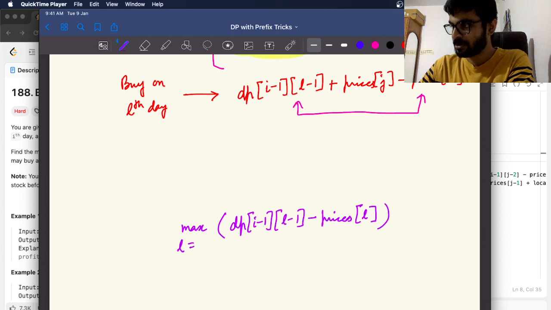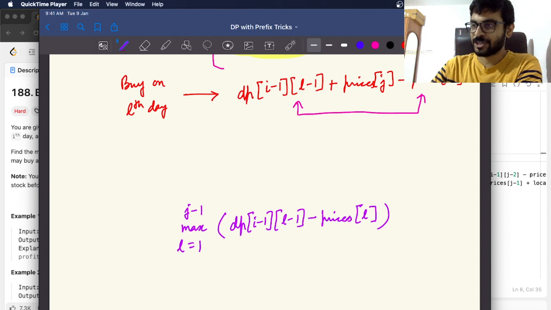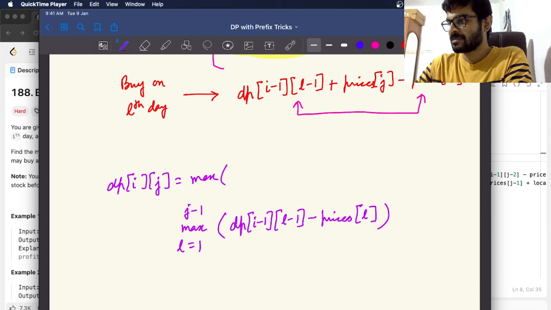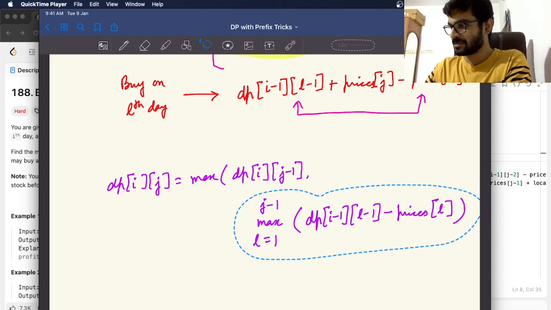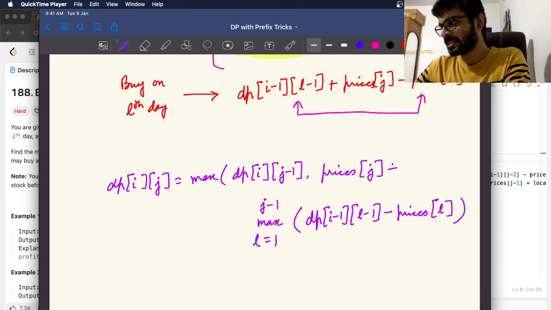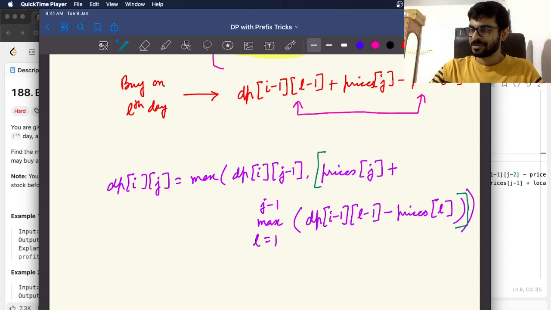What are the possible L? L will go from 1 up to j minus 1, when you want to sell on the jth day. So what is the total computation going to be? dp of ij is equal to the maximum of dp of i, j minus 1, that is with I transactions, what is the best you can do up to the previous day, comma, what is the maximum you can achieve using this. So maximum, and this is a common factor, so price of j plus the below maximum. So this is one item. So we will take the maximum of these two things, this dp and this total thing. That gives us the answer.